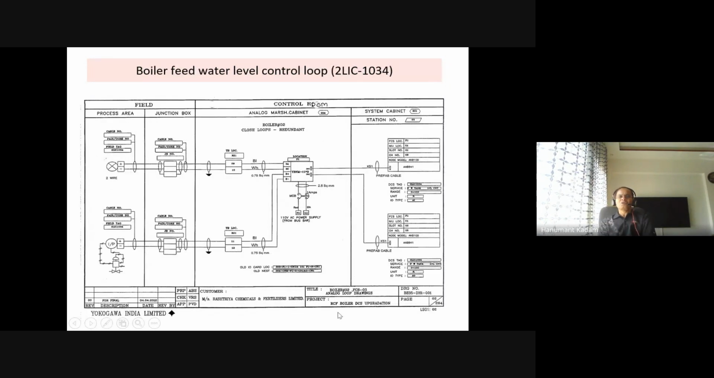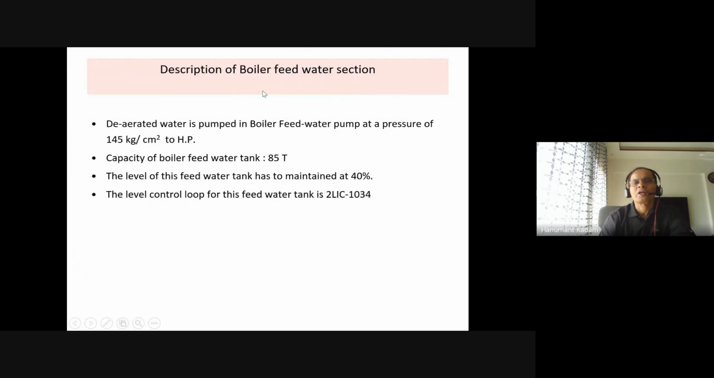So I was just repeating this because when you start your career in industry, you must know which instrument is where and how to read it. So we are talking about this loop, the boiler feed water control loop, and the tag is 2 LIC 103. 2 is the number, which indicates a standard, and LIC is level indicating control, and 103 is the number.